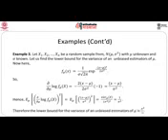Next, we consider another example, example 3. Let x1, x2 up to xn be a random sample from a normal(μ, σ²) population with μ unknown and σ known. Let us find the lower bound for the variance of an unbiased estimator of μ. Here, f(x) equals 1/(σ√(2π)) into e to the power minus (x − μ)² divided by 2σ².